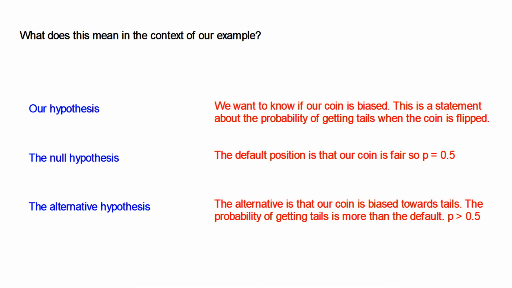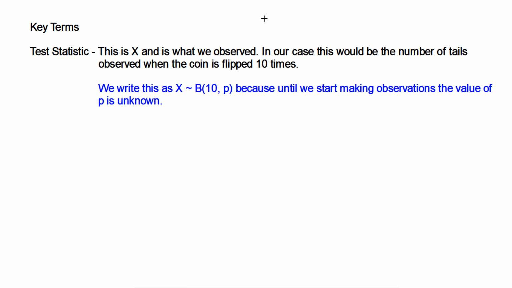So this would be biased towards tails. If it was less than 0.5, then it would be biased towards heads. But generally we would tend to set our hypothesis based around the actual value that we're looking to see if it's biased towards, perhaps. So let's have a look at a couple of key terms before we go any further.